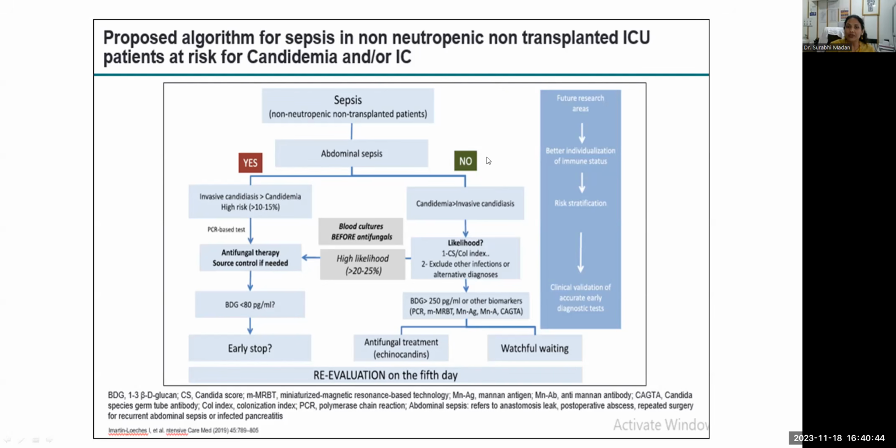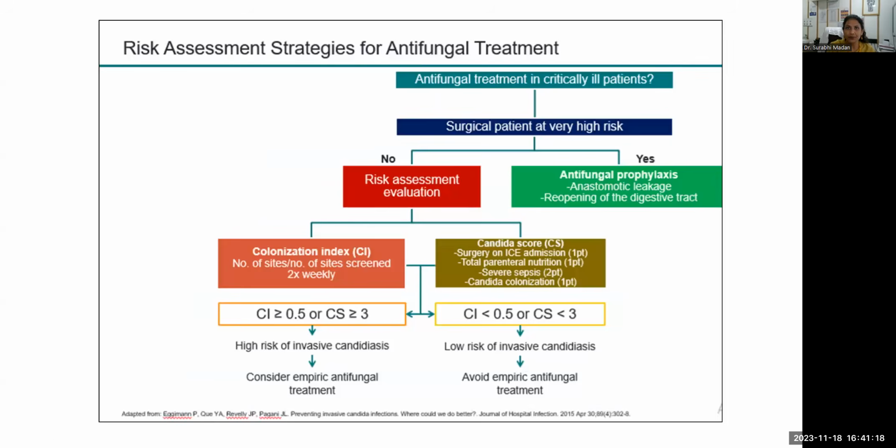On the other hand, if the source doesn't seem to be the abdomen, candidemia is more likely as compared to invasive candidiasis. And we try to make an empirical choice of antifungals based on the colonization index and our prediction rules. We try to rule out other infections, especially the hospital-acquired bacterial gram-negative bacilli, which we see more commonly as compared to Candida. And then we decide our final treatment again based on the molecular tests and the cultures.